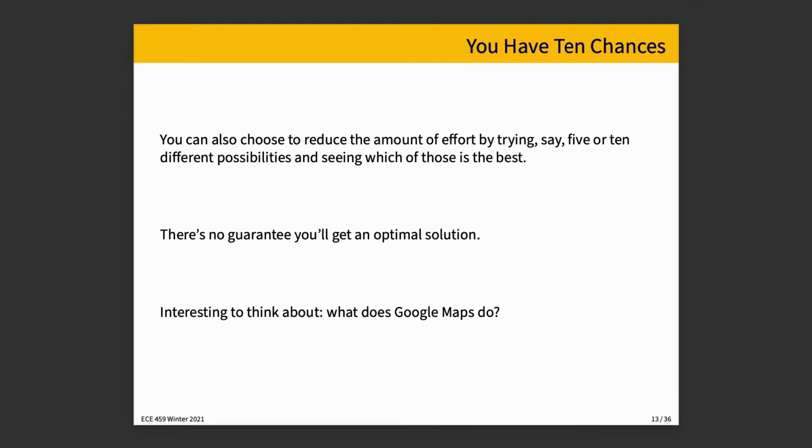We could also reduce the amount of effort by choosing, say, at random 5 or 10 different possibilities, and just evaluate each of those and see which of those is the best. There's no guarantee in that case that you'll get an optimal solution. You might have, just by chance, chosen all of the 10 worst options that could exist, but you will probably get something plausible, probably get something reasonable, and it also allows you to compute in a fixed period of time how long we are going to travel. So that fixed period of time has a certain benefit.